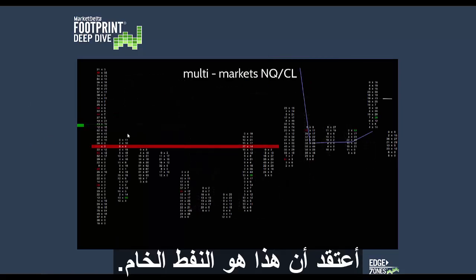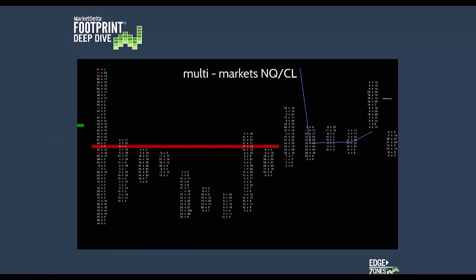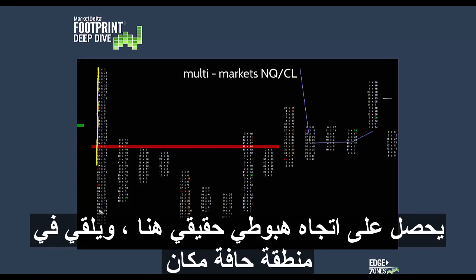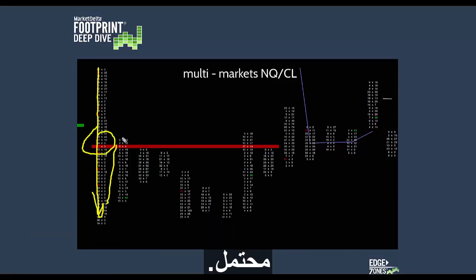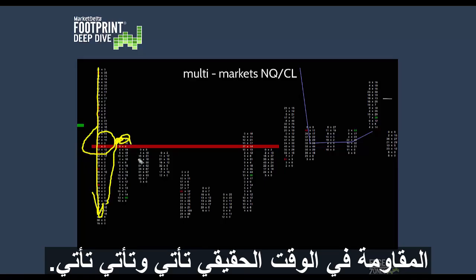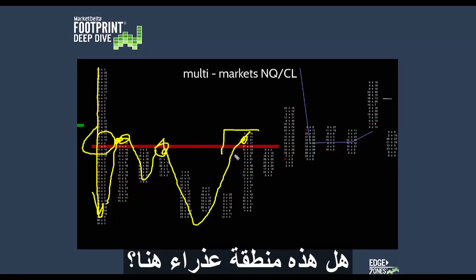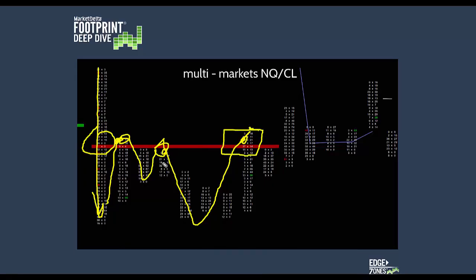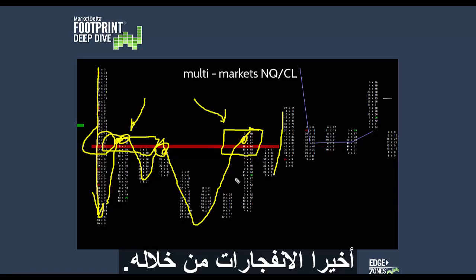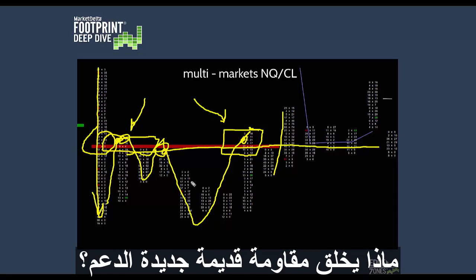This is, I believe, crude oil. It gets real bearish in here, throws in an edge zone of a place of potential real-time resistance, comes off, comes in, comes off. Is this a virgin area in here? No. It was in here. It's not in here. Finally bangs through it. What does it create? Old resistance, new support.